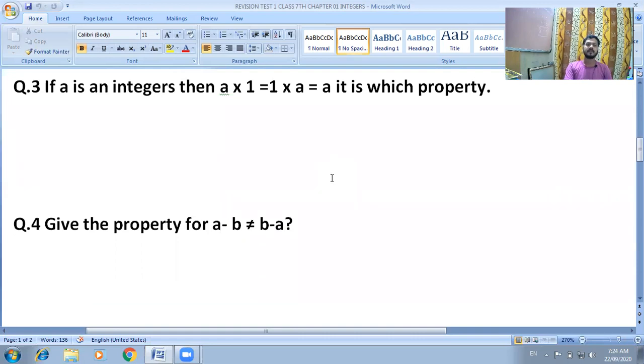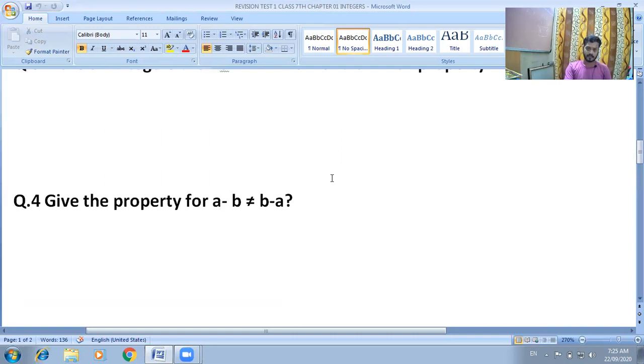Give the property for a minus b not equal to b minus a. You can take some values, a equal to 2, b equal to, you can assume, 4. Then calculate whether a minus b is equal to b minus a or not. But what is the name of this property when a minus b is not equal to b minus a?